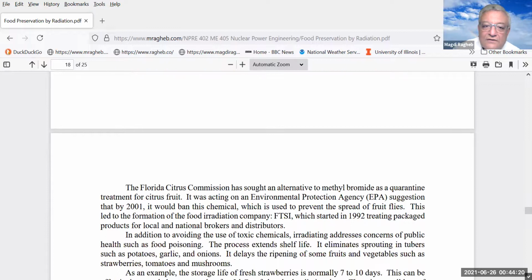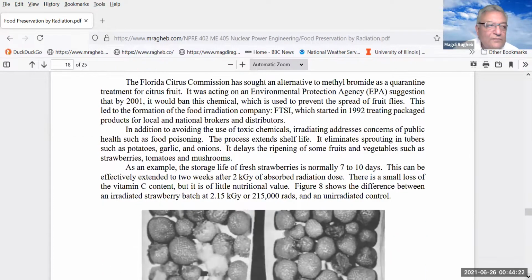Unfortunately, you'll find that lots of different chemicals are still being used in the United States. For instance, the Florida Citrus Commission basically uses methyl bromide as a quarantine treatment for citrus fruit. So when you drink orange juice, you're being subjected to some methyl bromide, even though it's not listed in the contents of the juice container.